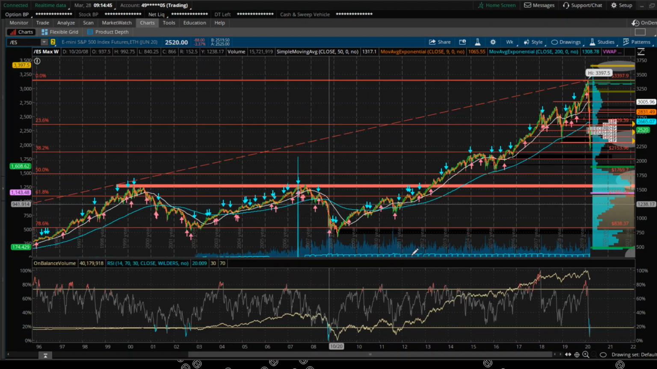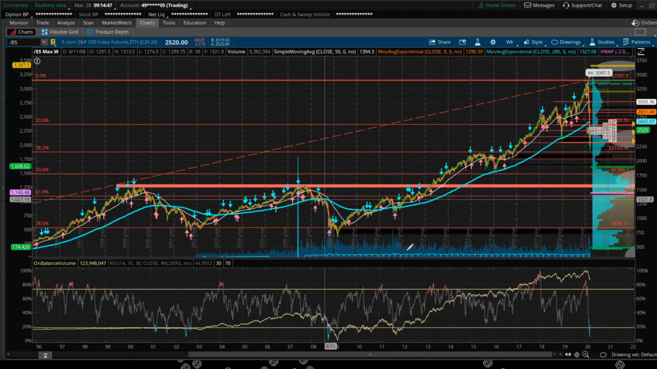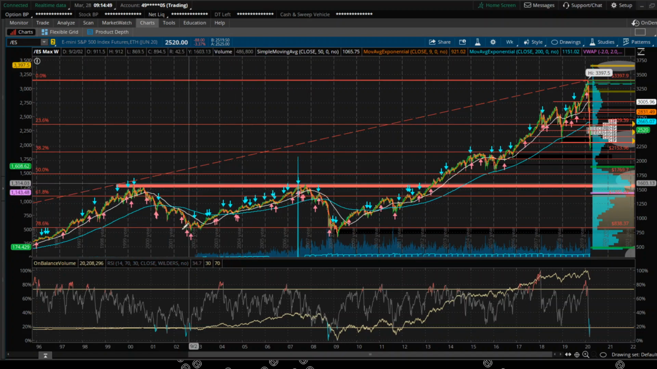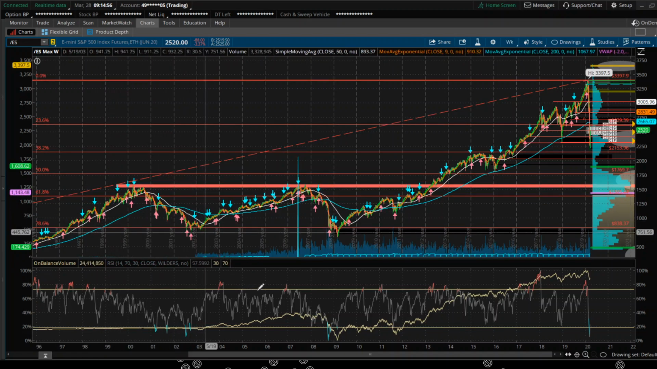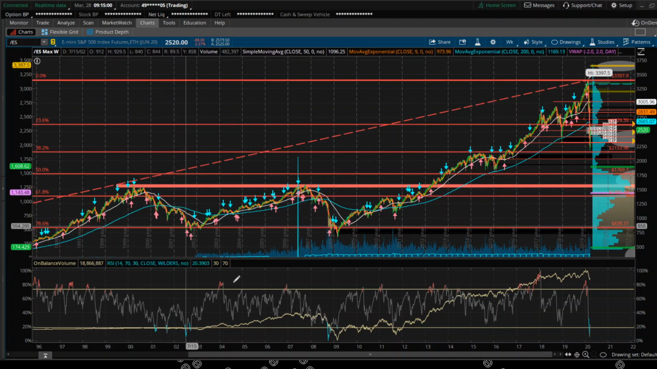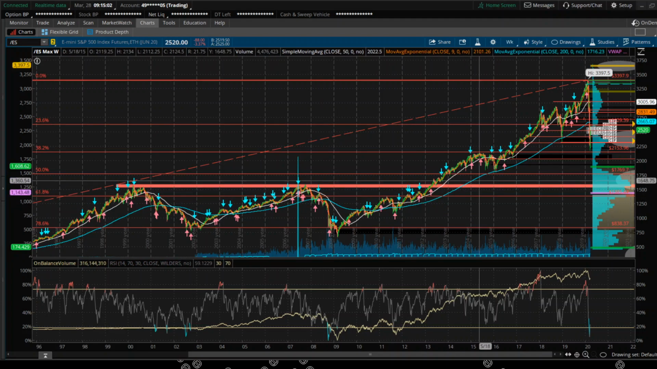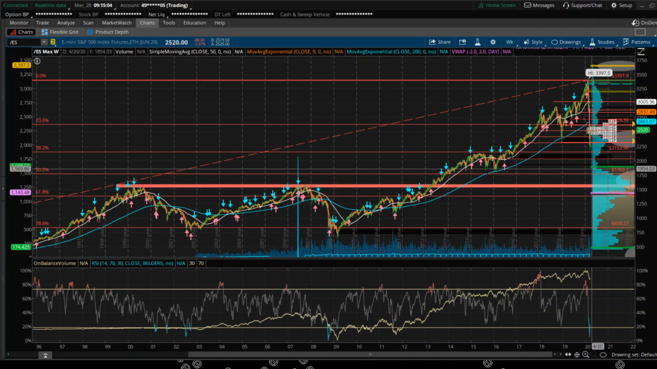The last time it did that was during 2008-2009, and then of course the tech boom and bust crash that we saw coming into 2000-2001 with a long, slow correction. So again, only time will tell.